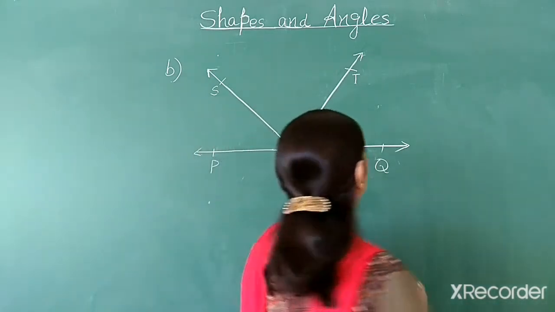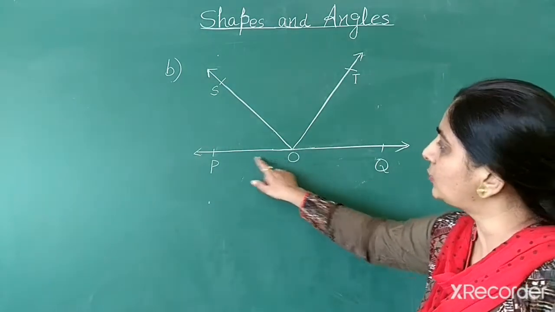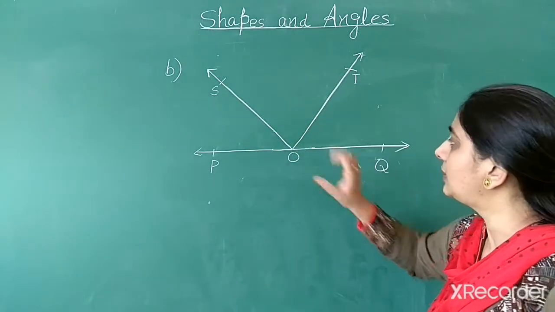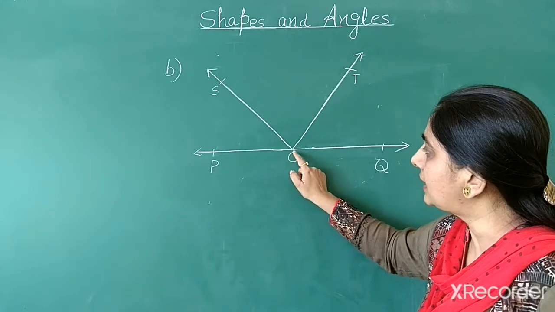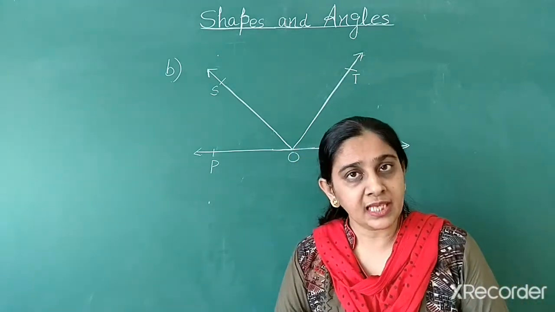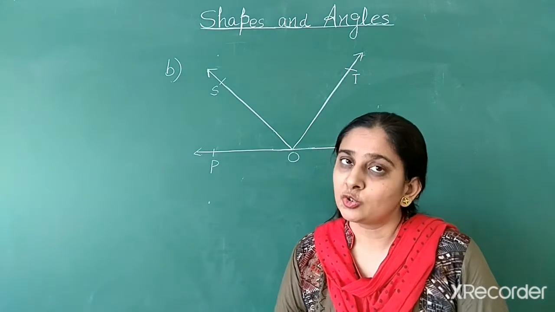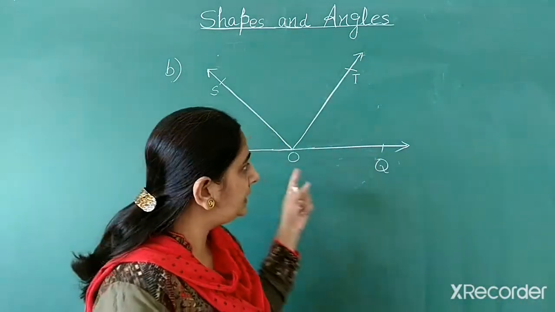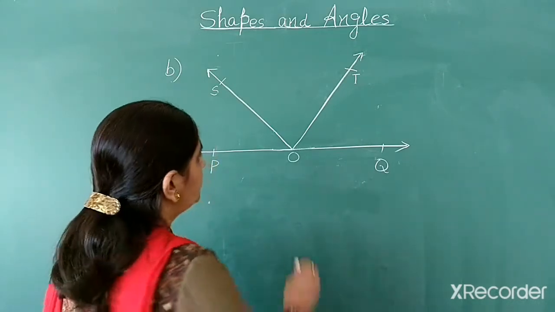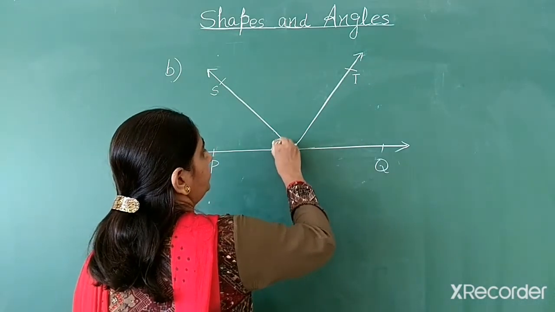In this figure, children, you will observe four different rays, OP, OS, OT and OQ. They are meeting at a common point, and that point is O. So these four rays are making different angles at this point. So first of all, we will count how many angles are there, and one by one we will write their names. So look, this is our first angle.